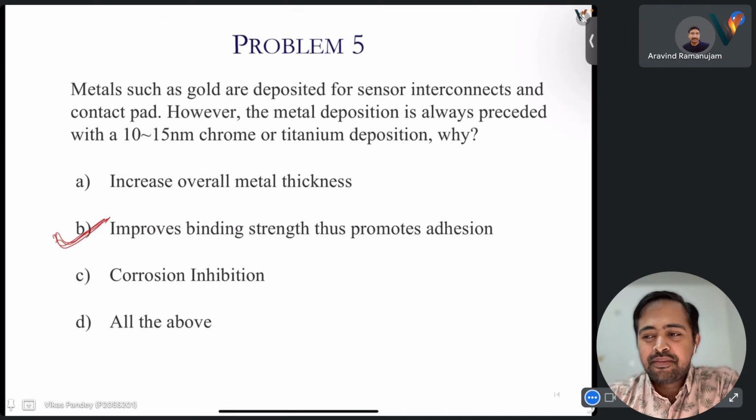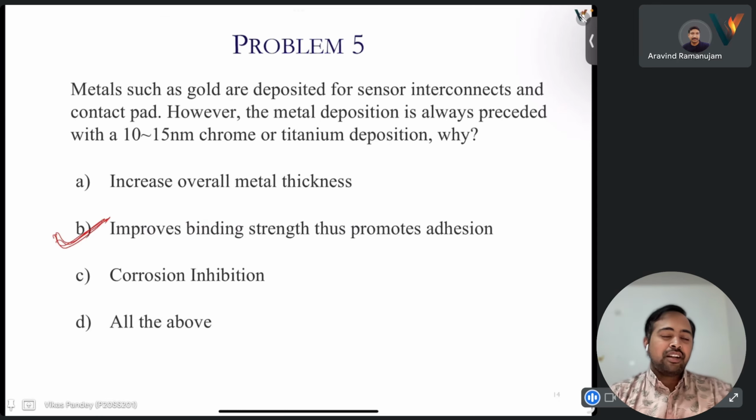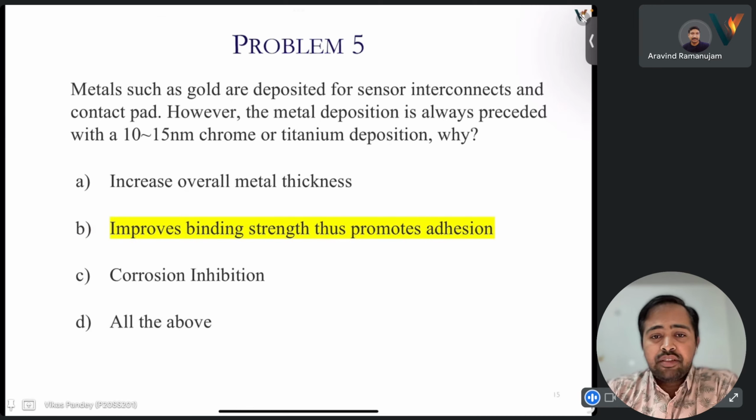It will not stick to the surface, maybe. Yes, it does not stick well. I tried this once, on one of the devices when I started working. I tried going directly for my gold deposition, and it all comes out in chips. It creates a chip kind of structure and comes off. So it is to improve binding strength and promote adhesion.